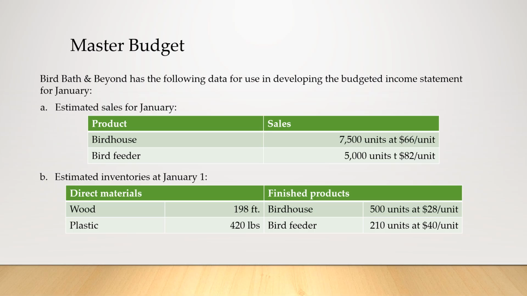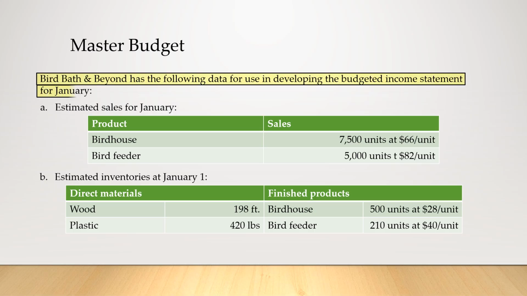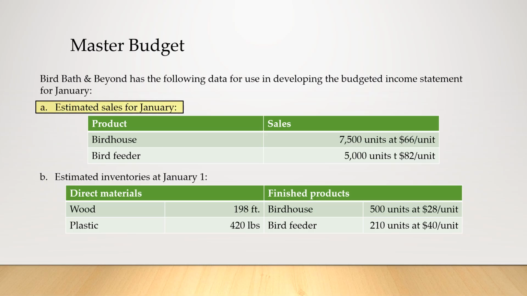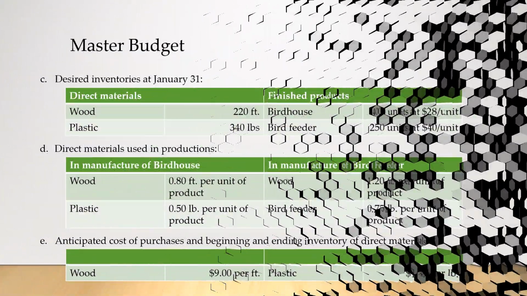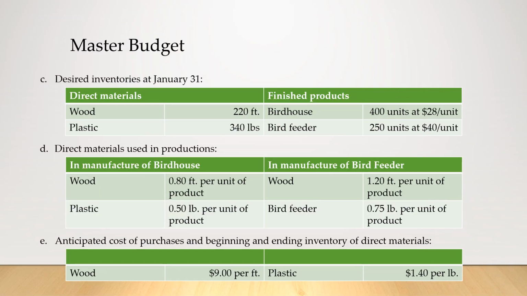Turn over another page to your right. Bird Bath & Beyond has the following data for use in developing the budgeted income statement for January. In letter A, we have estimated sales for January. In letter B, we have estimated inventories at January 1st. In letter C, we have desired inventories at January 31st.